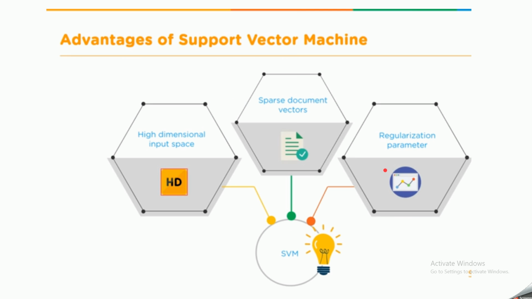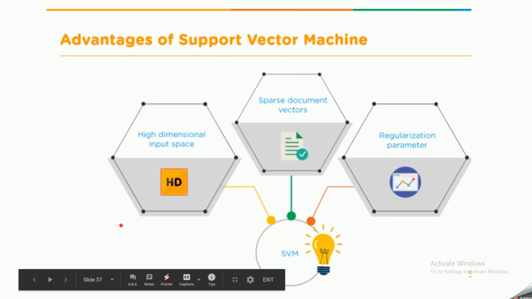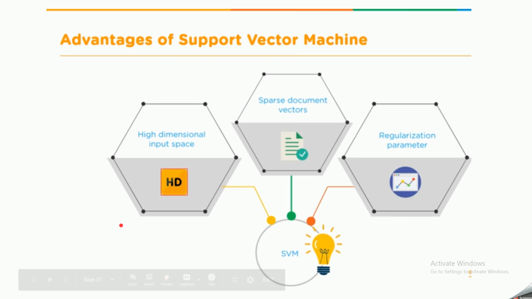Advantages of support vector machine. The first one is high dimensional input space. In this video, we have seen how 1D is transformed into 2D and 2D is transformed into 3D. Similarly, we could have n-dimensional input space which needs to be converted into appropriate output so that we can get an optimal hyperplane. So SVM plays a major role in this area.